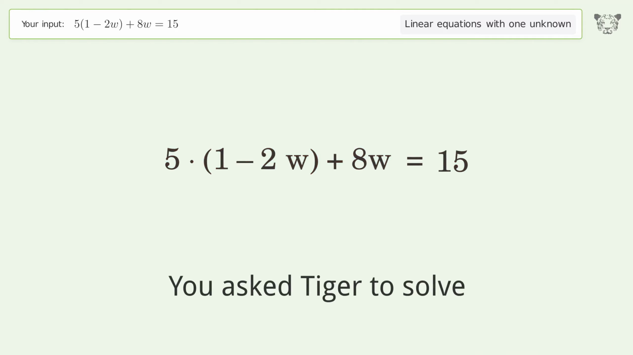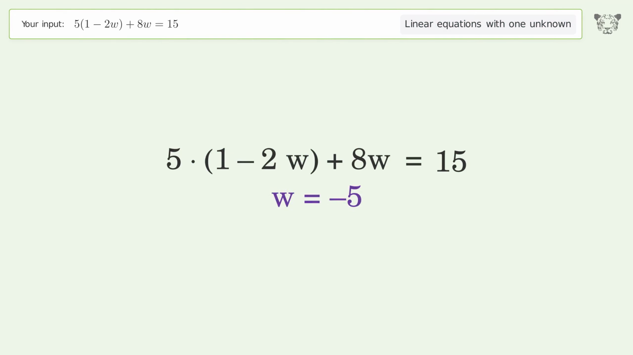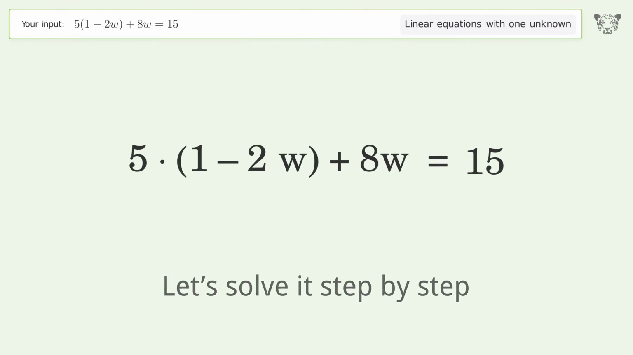You ask Tiger to solve this. This deals with linear equations with one unknown. The final result is w equals -5. Let's solve it step by step.